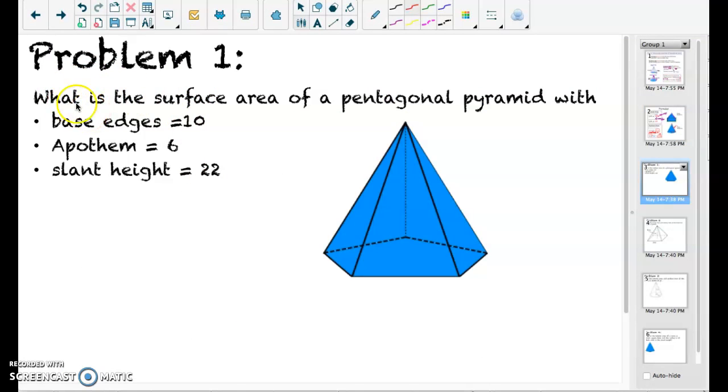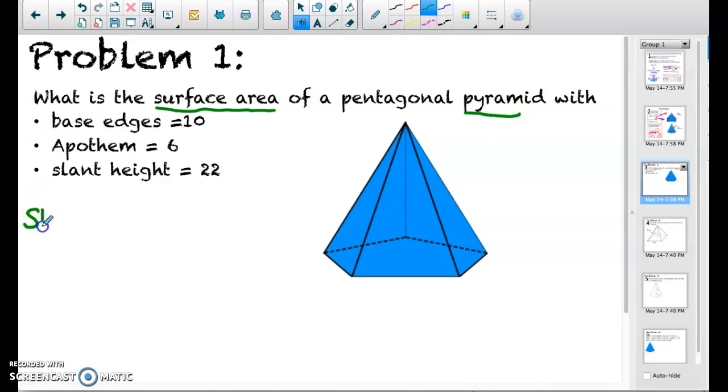Okay, now problem 1 says, what is the surface area of a pentagonal pyramid with base edges equal to 10, the apothem is 6, and the slant height is 22? Okay, that's a lot of information. So what I'm going to start with is I'm going to just first of all write down my formula for surface area of a pyramid. I know that formula is the base area, and I have to add to that 1/2 of that base perimeter times the slant height.